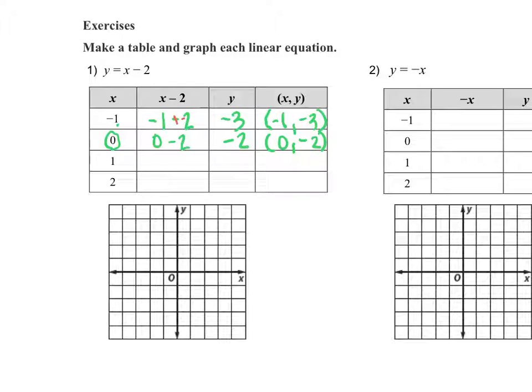Okay. My next point is 1. So we would say 1 minus 2. 1 minus 2 is -1. I can't take 2 away from 1 and leave 1. So my point's going to be 1, -1. And then my last point is 2 minus 2, which is 0, so my point would be 2 and 0.